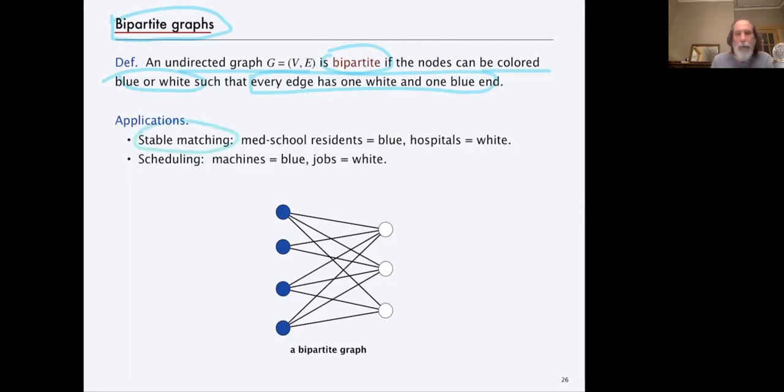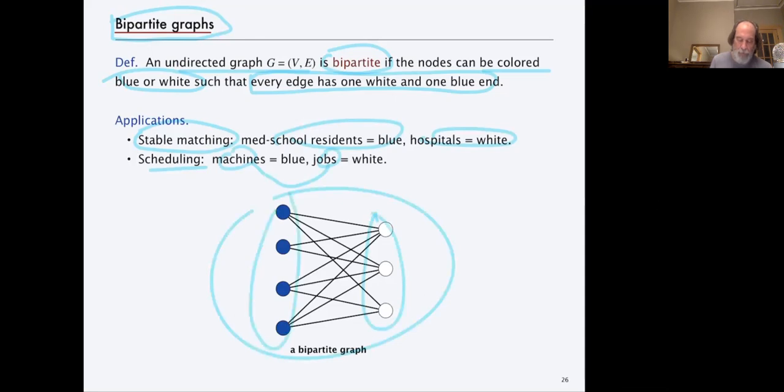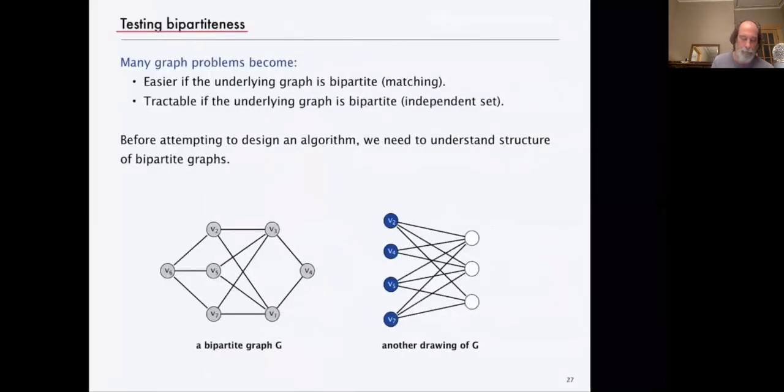There are lots of applications. Stable matching, obviously, is about bipartite graphs, where students could be blue and hospitals white, for example. There are lots of scheduling problems and assignment problems of various sorts, where you have two different kinds of objects and you need to match them up somehow. So here's an example of a bipartite graph. White vertices, blue vertices, all edges are between a white vertex and a blue vertex, and there's no edge that has both ends the same color.